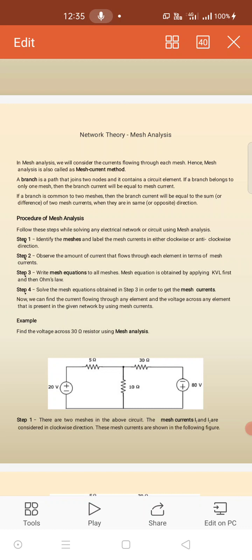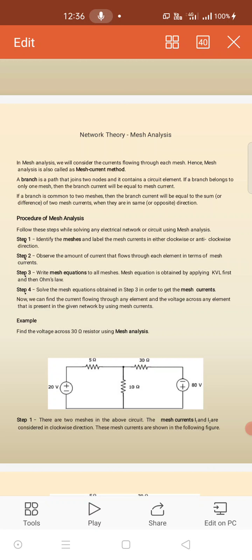The procedure for mesh analysis consists of 4 steps. Step 1, identify the meshes and label the mesh currents in either clockwise or anti-clockwise direction. Step 2, observe the amount of current that flows through each element in terms of mesh current. Step 3, write the mesh equation for all meshes. The mesh equation is obtained by applying Kirchhoff's voltage law first, followed by Ohm's law. And step 4, solve the mesh equations obtained in step 3 in order to get the mesh currents.